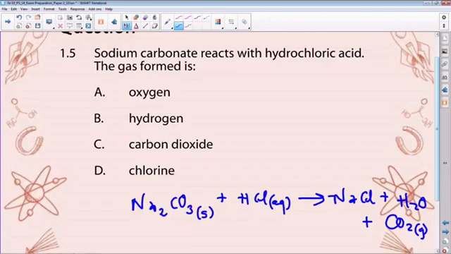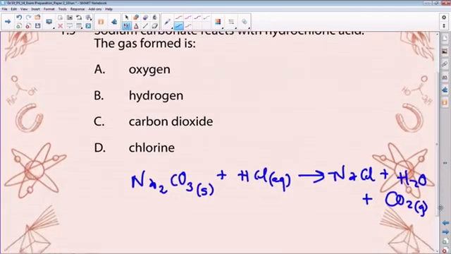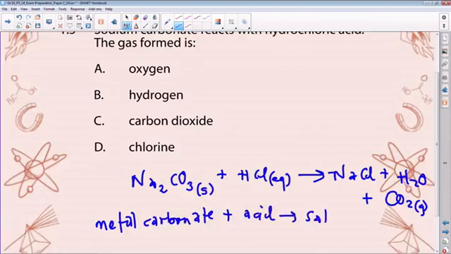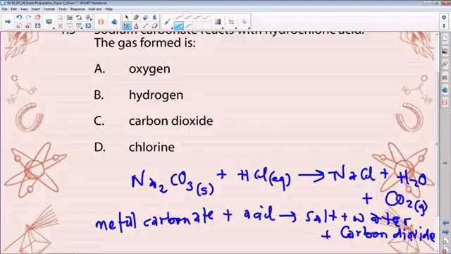So we know that if a metal carbonate reacts with an acid, what do we get? We get a salt, water, plus carbon dioxide gas. So the gas that is formed in this reaction is called carbon dioxide, right? That's our CO2. So hence it leaves us with that as our solution, which is option C, right?